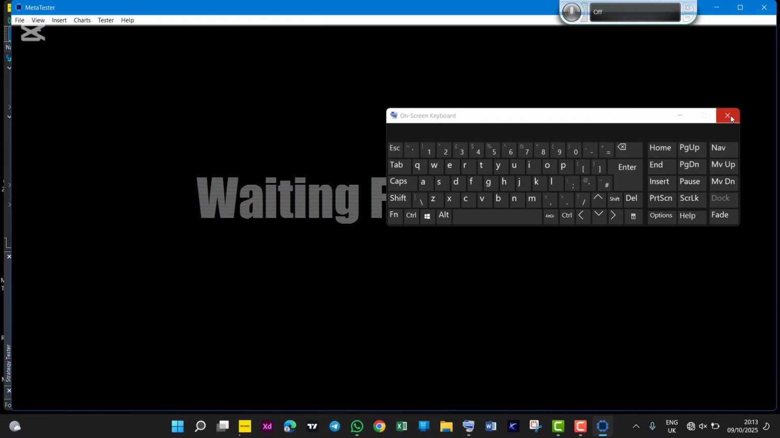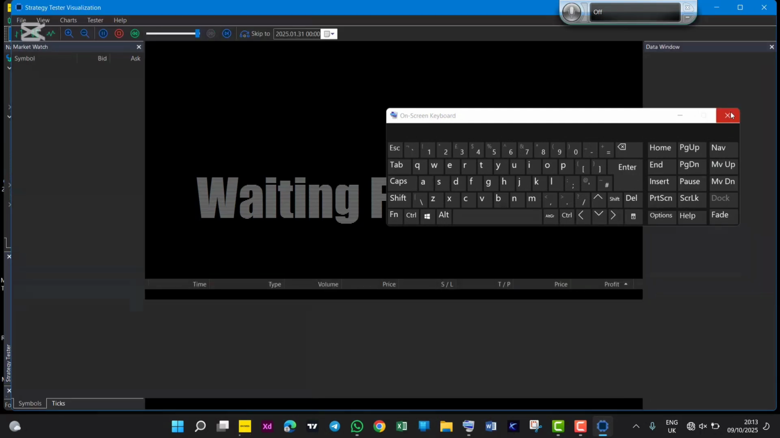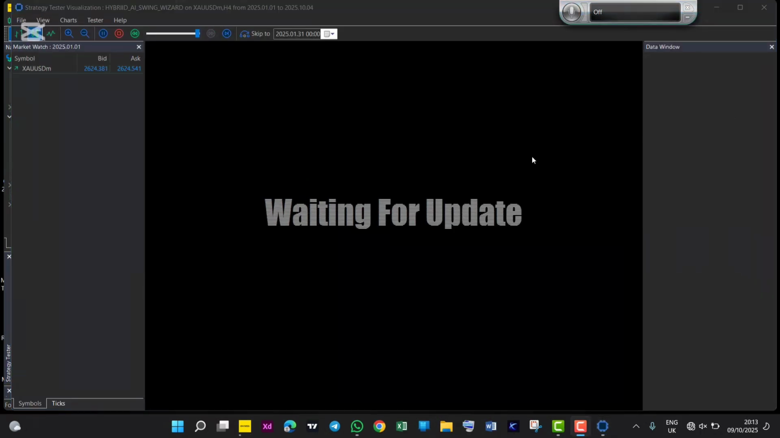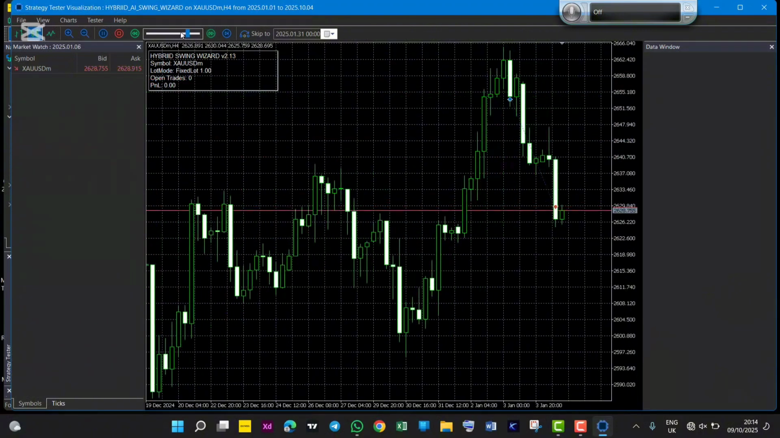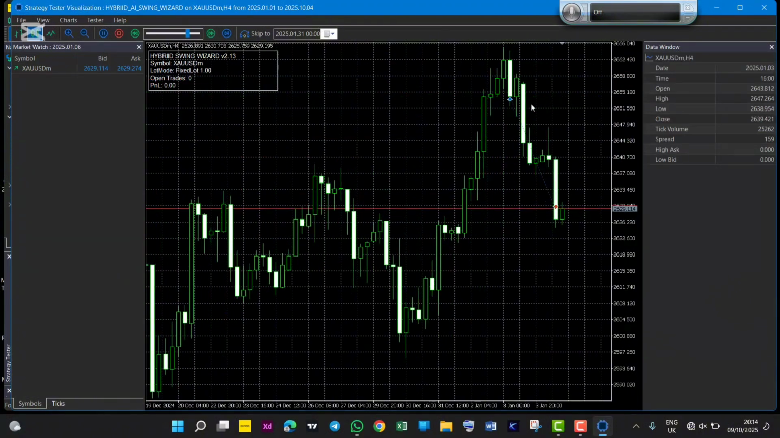Okay, here now we are waiting for updates. All right, we are waiting for updates. Okay, we can fast forward the backtesting by moving this, and we can slow down the price movement, just like what happened here. Okay, we got our first entry in January, right? First entry, we hit stop loss. Okay, let's continue and see.